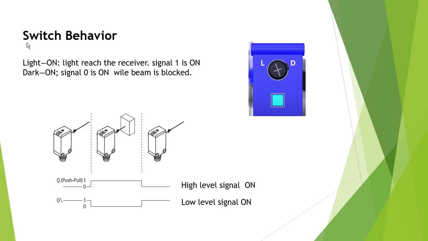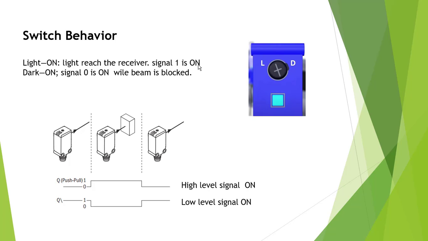Next is the switch behavior. Switch behavior means, on the sensor transmitter, how with a screwdriver you can turn on this one. It's light L and D. L means light on. D means dark on. What does light on mean? Light on means light reaches the receiver, signal 1 is on.